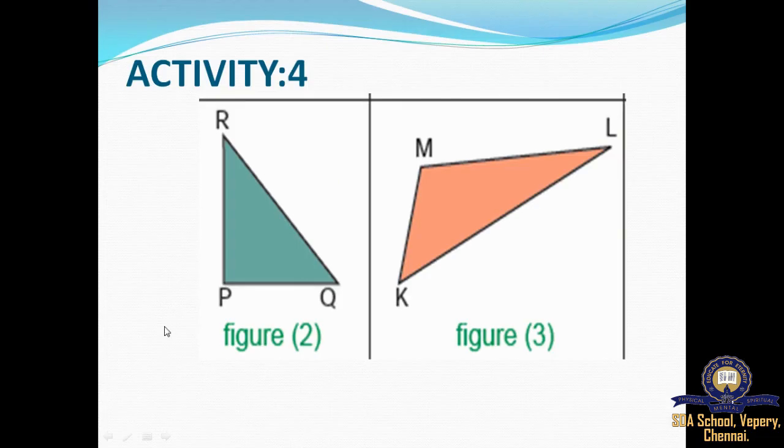Now let's come to the activity 4. Draw a triangle as given in this picture and mark it as P, Q, R for figure 2, and draw the triangle as it is and give the name as K, L and M for figure 3. Find the sides and corners of the triangle.